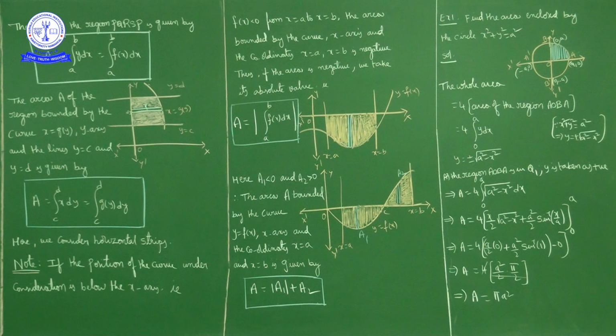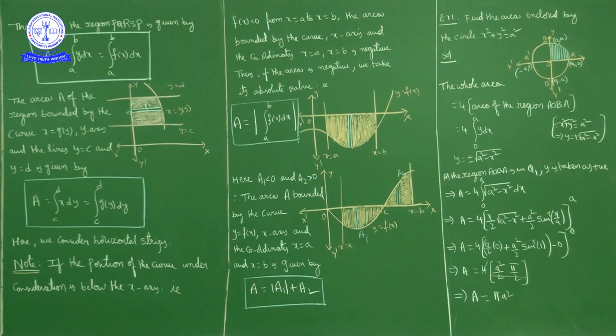Now here, what did we do? To find the area of the circle x square plus y square is equal to a square. You should know how to draw rough diagrams of the circle, parabola, ellipse, these basic things you have to know. Now this is the diagram: x square plus y square is equal to a square. Center is 0, 0 and radius is a units. So it intersects the x axis at a comma 0 and minus a comma 0, and intersects the y axis at 0 comma a and 0 comma minus a.